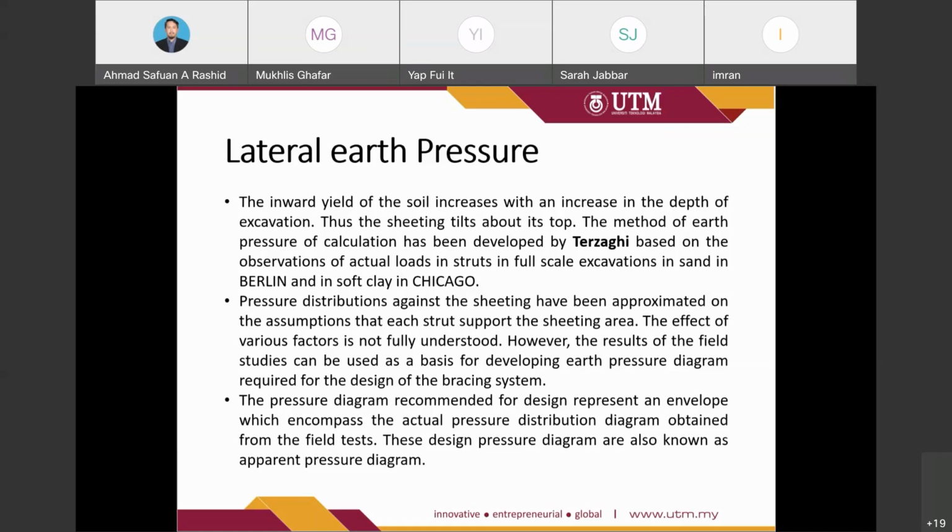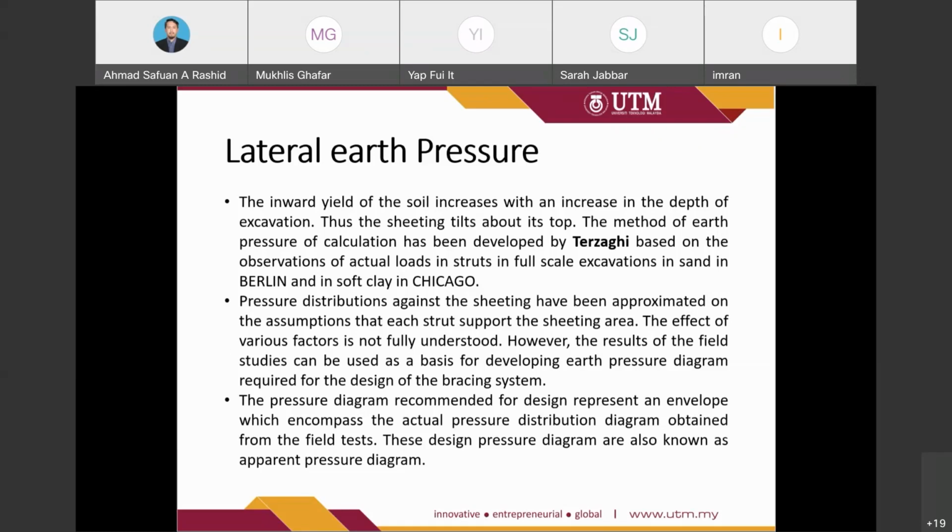However, the result of the field study can be used as a basis for developing a pressure diagram required for the design of the bracing system. So it means that Terzaghi has come up with the solution based on full scale observation, although there are some effects that are not fully understood.